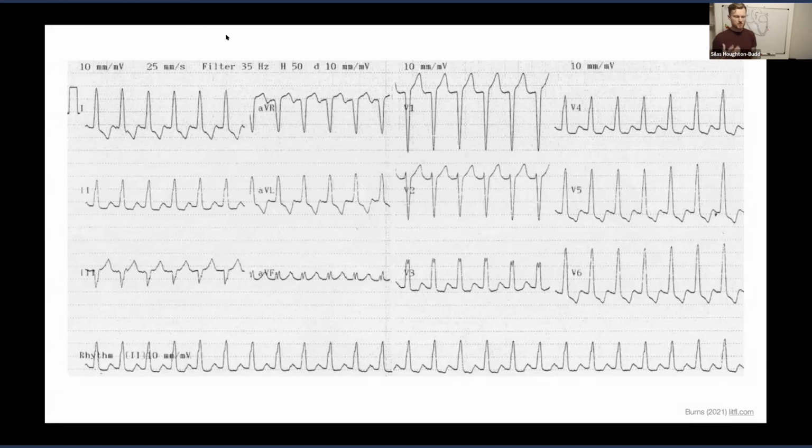So the first rule we have to think of when we're looking at broad QRS complexes is that if the patient is hemodynamically unstable and they have a tachycardia with a broad complex, then unless you're really good at interpreting ECGs, that must be considered to be VT and treated as such. And so it's important, again, to consider that clinical context.